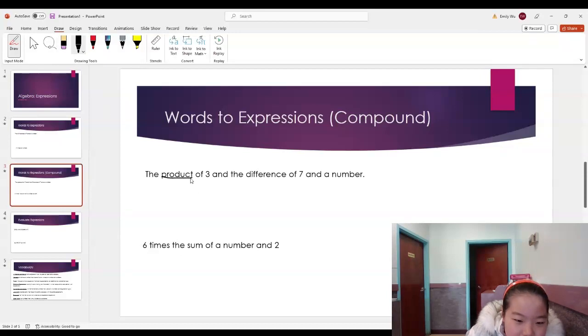The product means to multiply. You don't need the multiplication sign because we put parentheses around it, so we can write it without the multiplication sign. Then the difference of 7 and a number: difference means to subtract, so it's 7 minus a number. A number is always x because it is an unknown number. We don't even know what number it is, so we write an x.